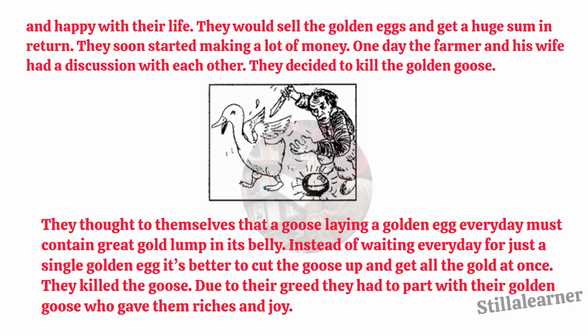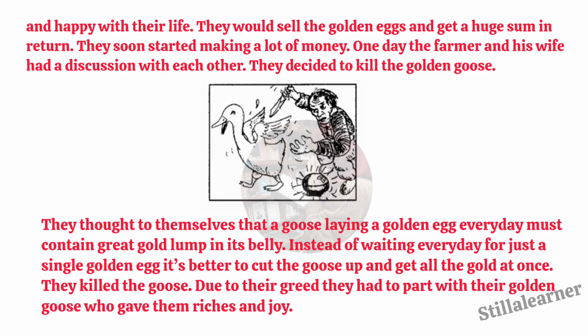One day, the farmer and his wife had a discussion with each other, and they decided to kill the golden goose. Look at the picture of how the farmer is killing that golden goose. They thought to themselves that a goose laying a golden egg every day must contain a great gold lump in its belly. Instead of waiting every day for just a single golden egg, it's better to cut the goose up and get all the gold at once. They killed the goose. Due to their greed, they had to part with their golden goose, who gave them riches and joy.